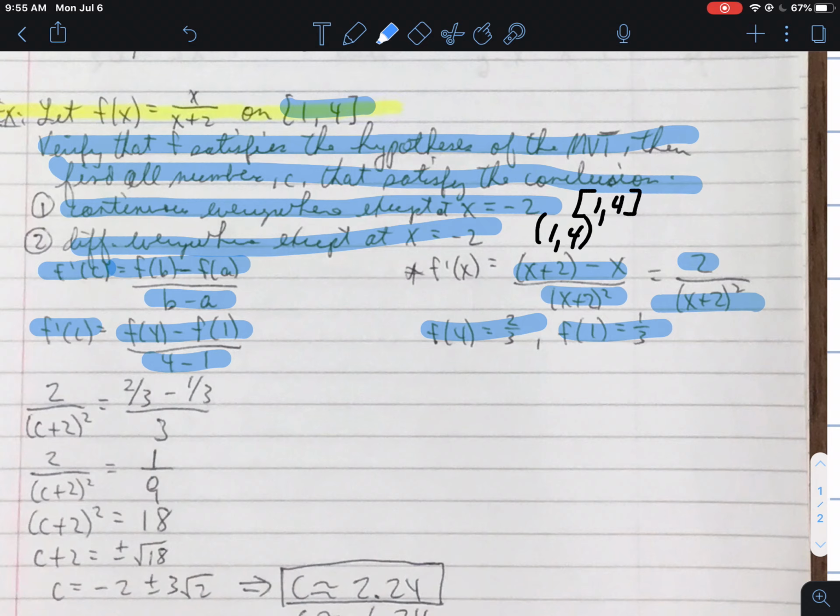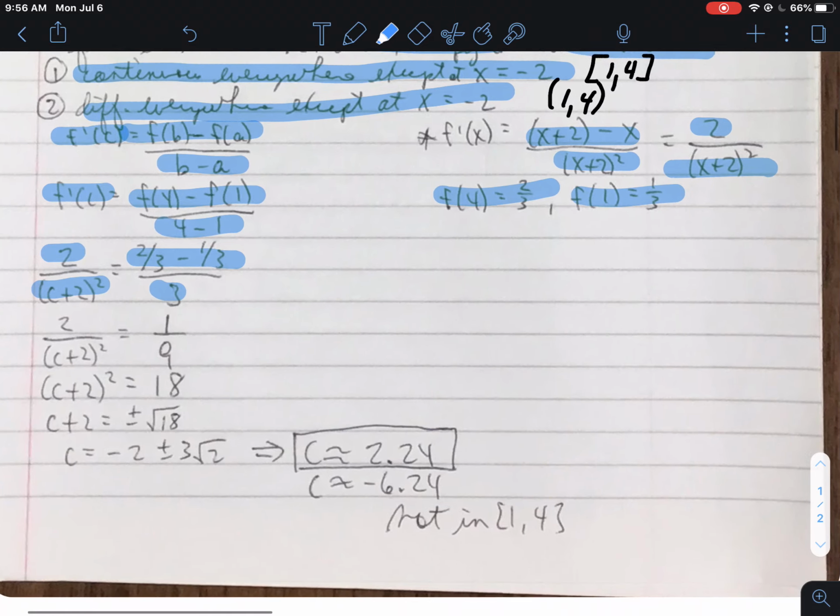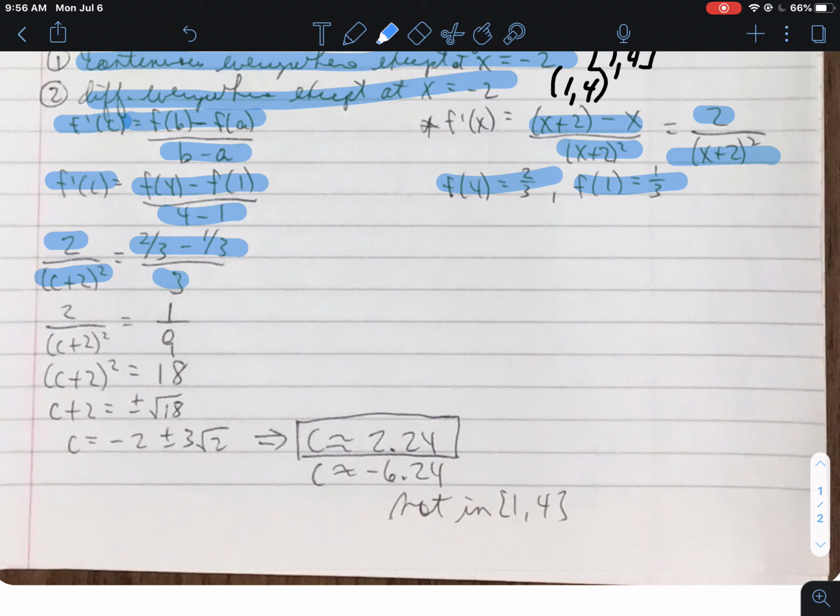And then we're just going to plug everything into our equation on the left. So there's f prime of c, or f prime of x if you prefer. Again, I don't care which you use. That is equal to f of b minus f of a, f of 4 minus f of 1, over 4 minus 1. And then from there, it's just solving the equation. That's all this is.